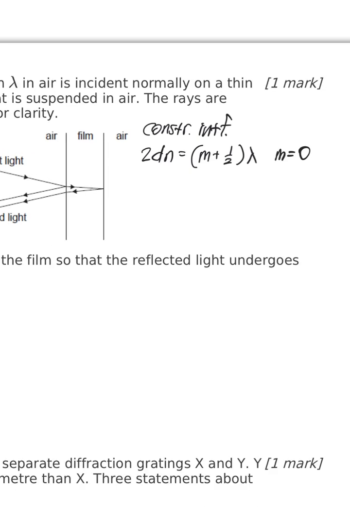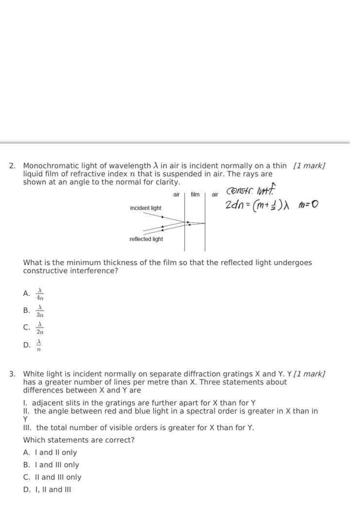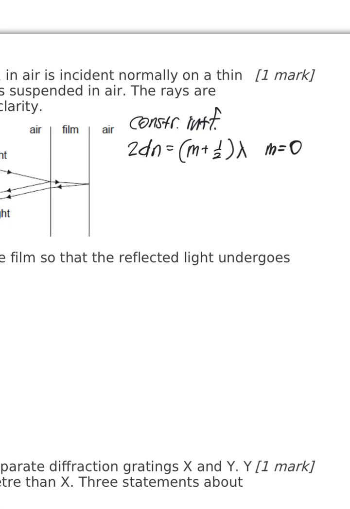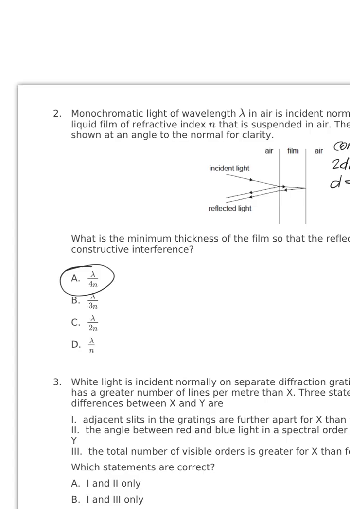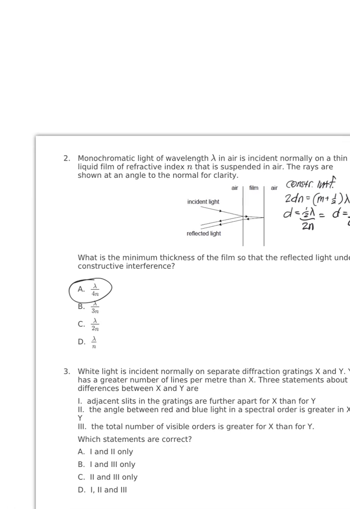And the problem just says that the wavelength is lambda, and that we don't actually know the index of the film, so we'll just call that n. And d is the thickness of the film, so it asks what is the minimum thickness of the film, so that we are solving now for d. And so we divide both sides by 2n to get d alone, and of course 1/2 divided by 2 is 1/4, so that gives us that the minimum thickness d is equal to lambda over 4n. And that is choice A, lambda over 4n.